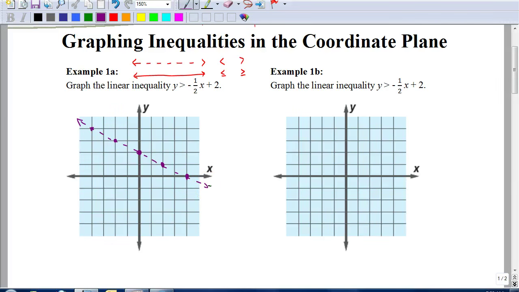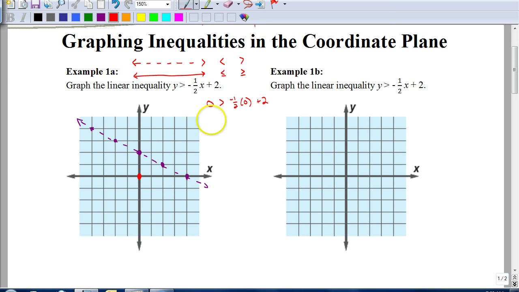So to figure out whether we shade above or below the line, what we do is we pick a point not on the line. Like, let's say if I pick a point 0, 0. 0, 0 is not on the line. I want to see, is that point part of the solution? Would this make a true statement? If I put 0 in for y, is that going to be greater than negative 1/2 times 0 plus 2?